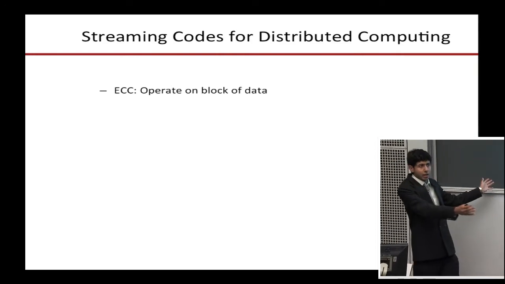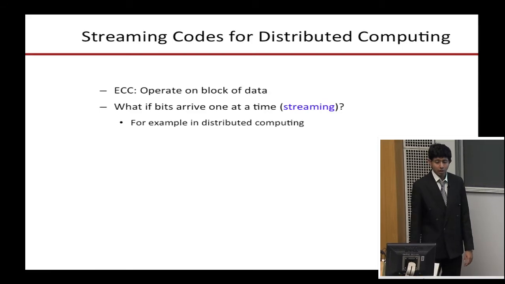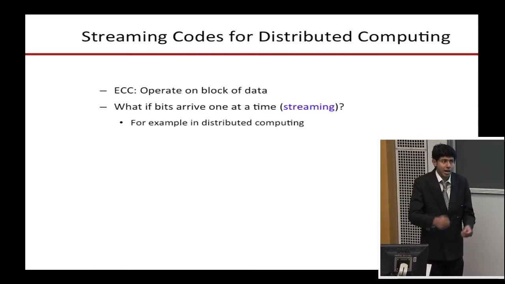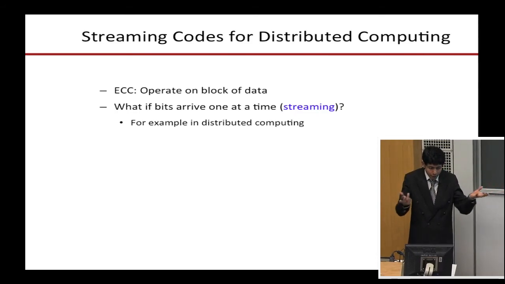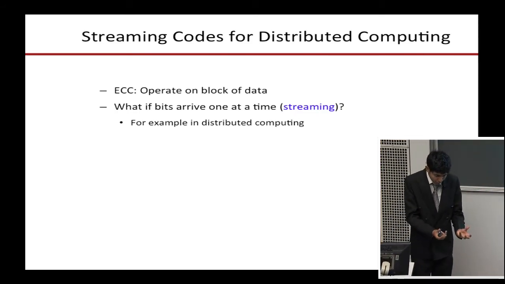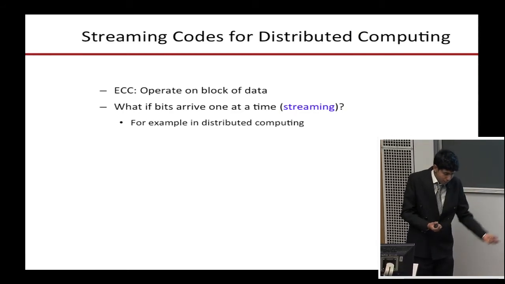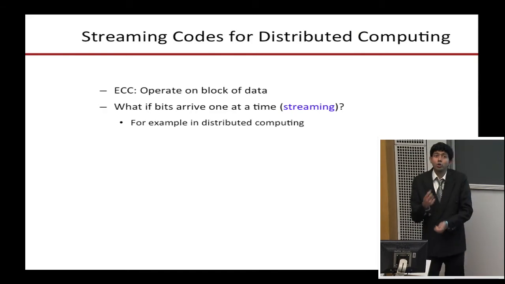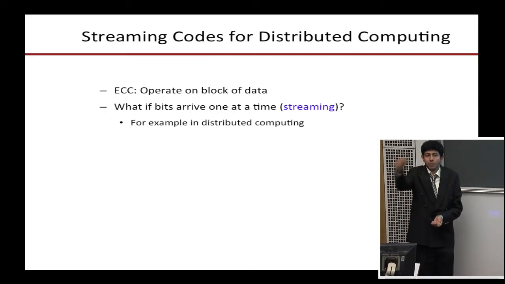So you have a block of data coming in, and then you process it, and then you spit out a block of data. However, what if bits arrive one at a time? Like, for example, when two cores inside a deep submicron network are communicating with each other, then the bits that I'm going to spit out next, I do not know a priori. I'm waiting for the computation of the other core before I can spit this one out.